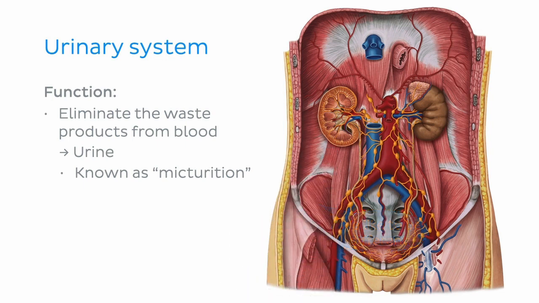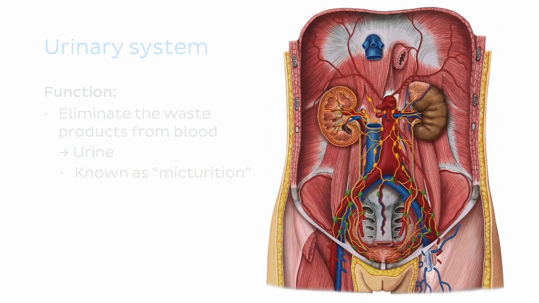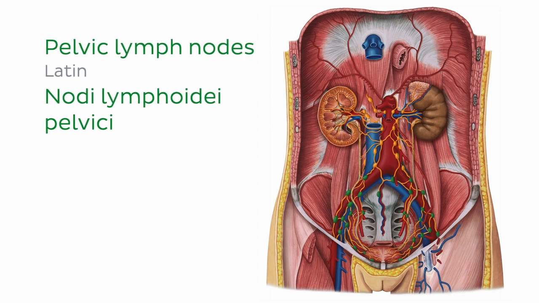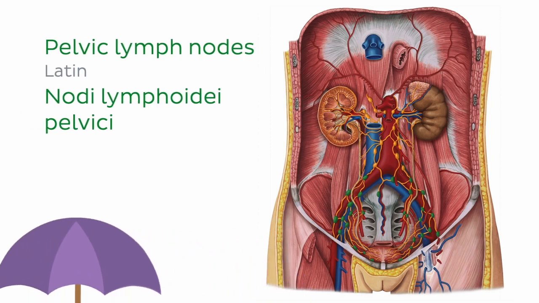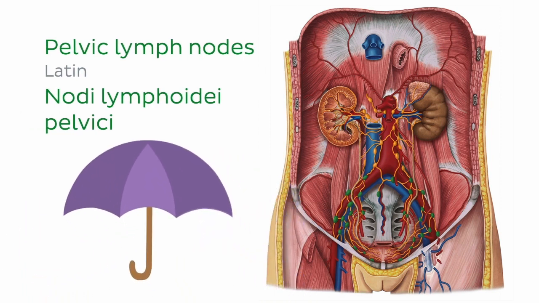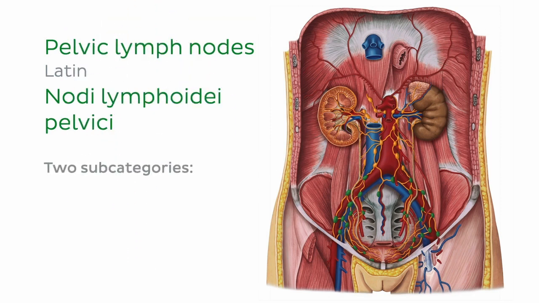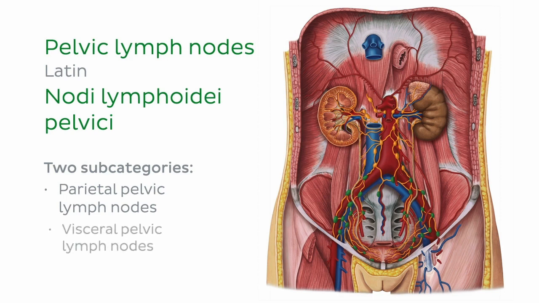So let's begin our exploration of the lymph nodes related to ureters, urinary bladder, and urethra, with these ones here which are appropriately known as the pelvic lymph nodes. This is an umbrella term for all of the lymph nodes located within the pelvis, which can be broken down into two major subcategories. The parietal pelvic lymph nodes, which lie adjacent to the large blood vessels of the pelvis, and the visceral pelvic lymph nodes, which lie adjacent to the organs of the pelvis.